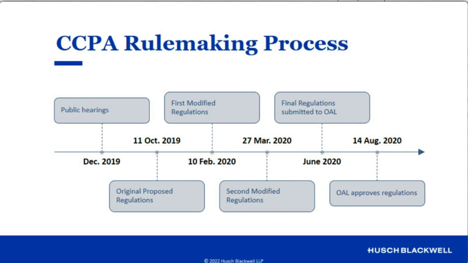But that process that the Attorney General's office went through was basically a 6.5-month process from when the rulemaking came out until it got submitted to the Office of Administrative Law. And those modified regulations had 15-day comment periods, not 45-day comment periods. So if you look at that and ask, what if the CPRA regs follow a similar process? We're essentially looking at December for that to be submitted to the Office of Administrative Law.